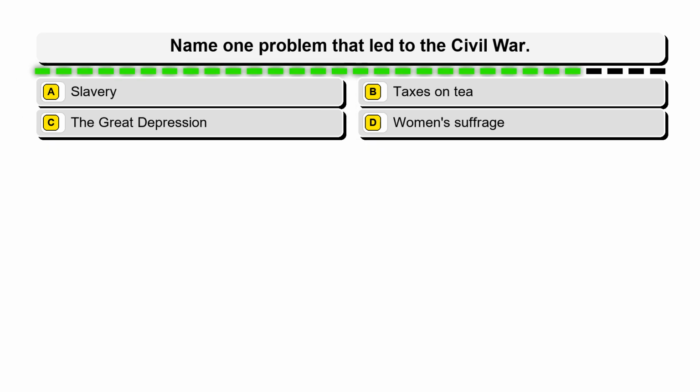Question 130. Name one problem that led to the Civil War. Option A, slavery. Option B, taxes on tea. Option C, the Great Depression. Option D, women's suffrage.